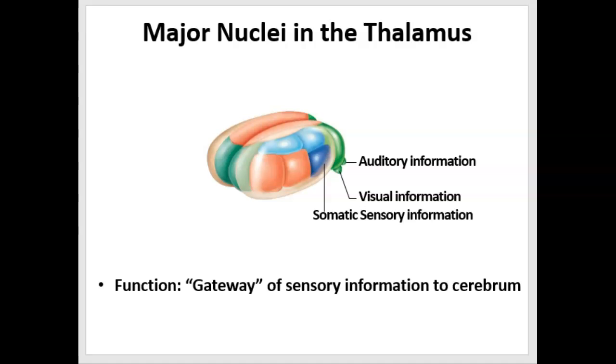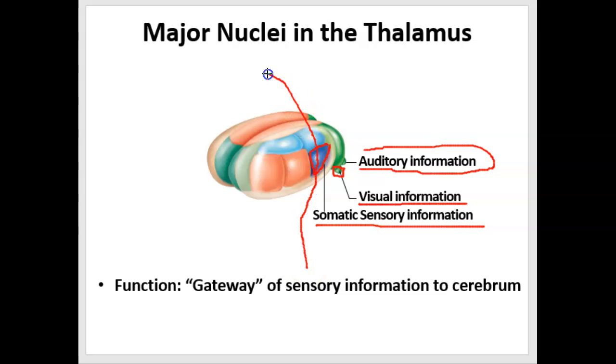For example, the nuclei involving auditory information is labeled and shown in green. The nuclei involved in visual information, also shown in green, is labeled. And the nucleus for somatic sensory information is shown here in blue. So sensory information is going to come from different regions of the body to the thalamus on its way to the cerebrum.